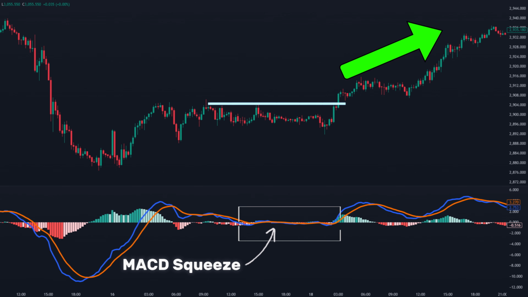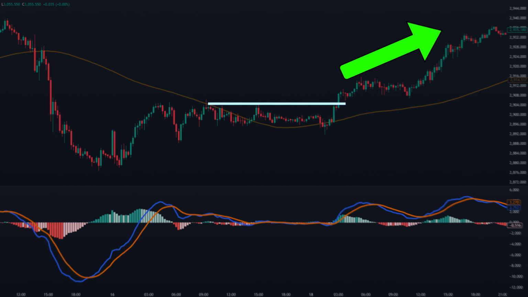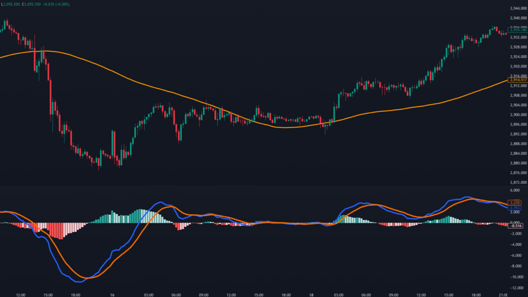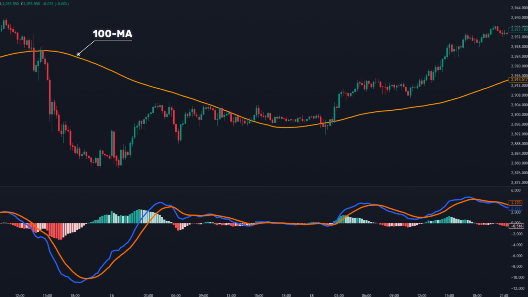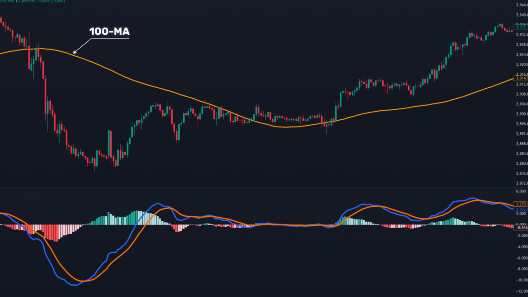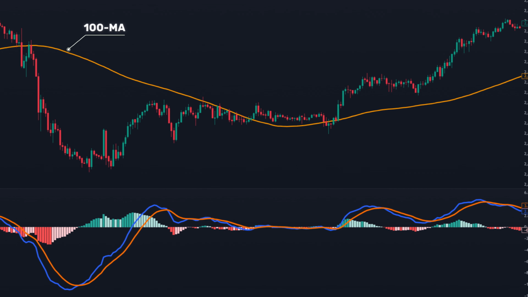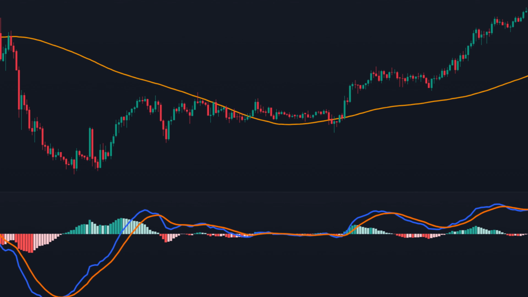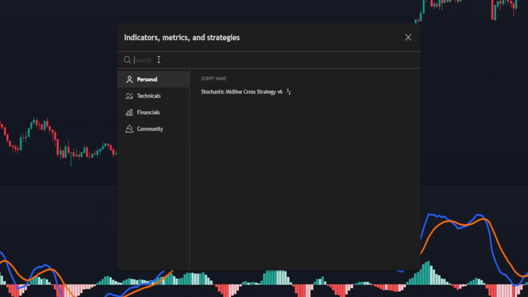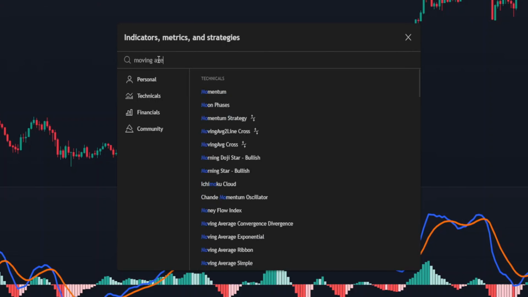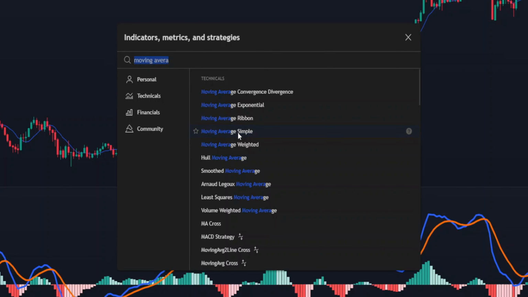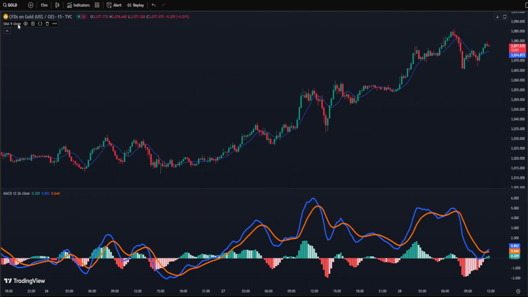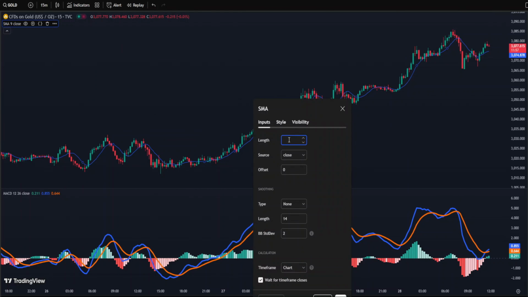We can add something to help us filter out some of those false signals and determine the overall trend direction. And that's where the 100-day moving average comes into play. I've done extensive backtesting on this, and let me tell you, this one addition makes a huge difference. The crazy thing about it is how such a simple tool can have such a massive impact on your trading results. So, to add the 100-day moving average, go to your indicators again, select moving average, and set the period to 100. Once we have the moving average added, you'll have two technical indicators on the chart.